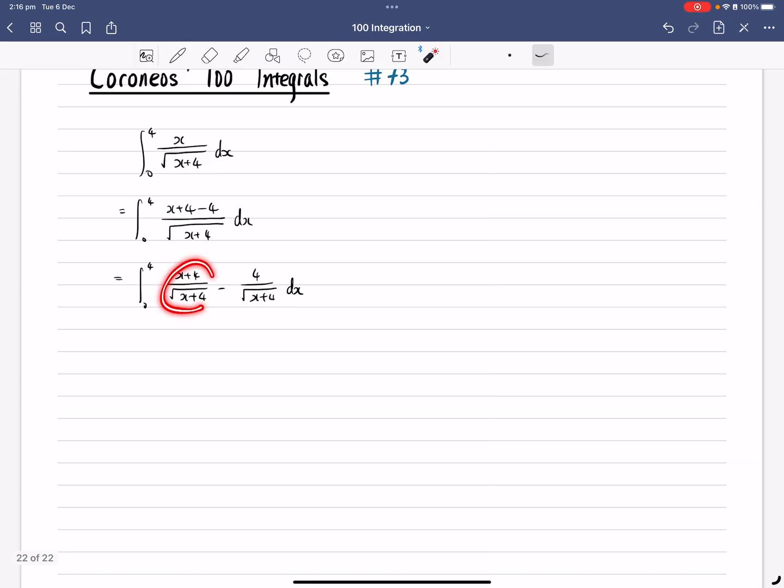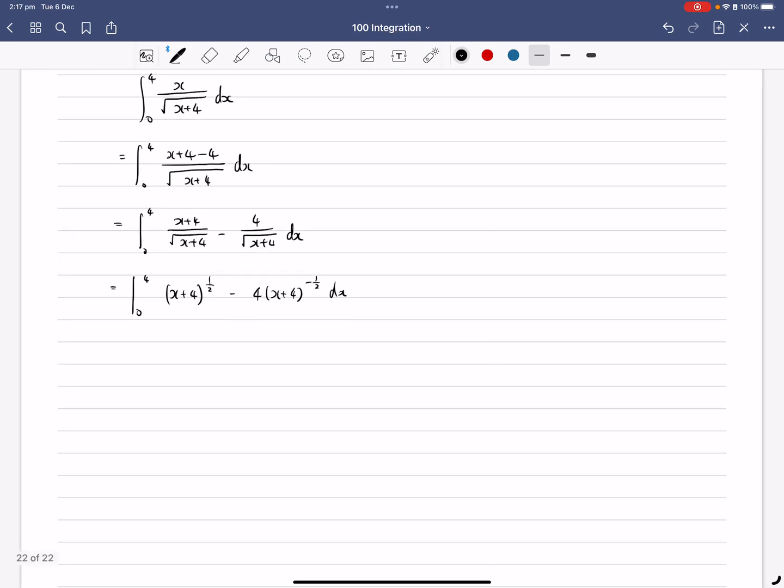Now if you look at the first one, that's the power of 1 and this is the power of half. So using index laws, you should be able to get x plus 4 to the power of half. And for the second fraction, that just becomes 4 times x plus 4 to the power of negative half. And from here, we should be able to simply integrate term by term. So let's just do that.